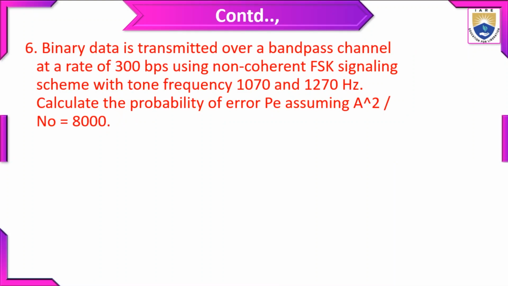Coming to another problem. Here binary data is transmitted over a bandpass channel at a rate of 300 bps using a non-coherent FSK signal scheme with tone frequencies 1070 and 1270 Hz. Calculate the probability of error Pe, assuming A square by N naught is 8000.